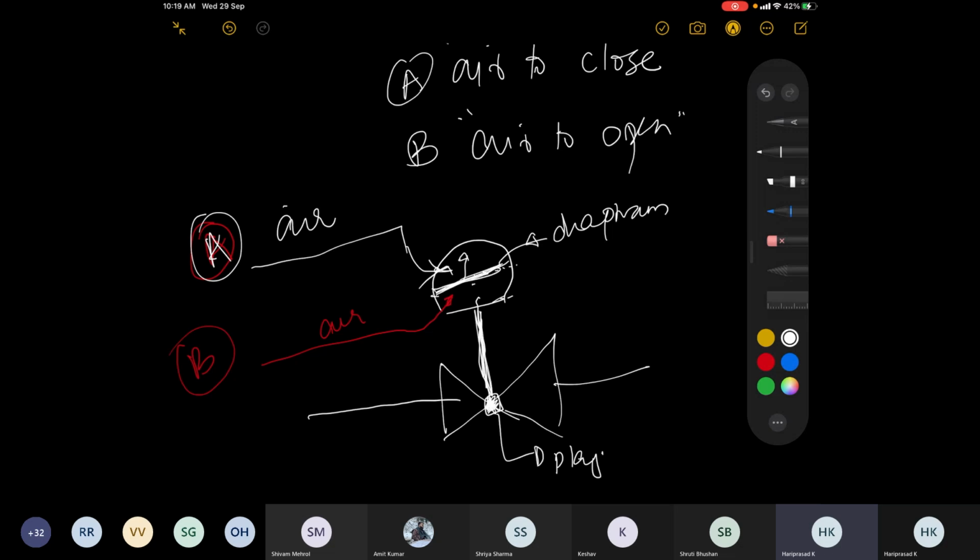And in the other case, you would supply the air. So what would happen? Your diaphragm would come down and it would close. And there is also another class, or in fact, another parlance in the same domain. So one is normally open, another one is normally closed.